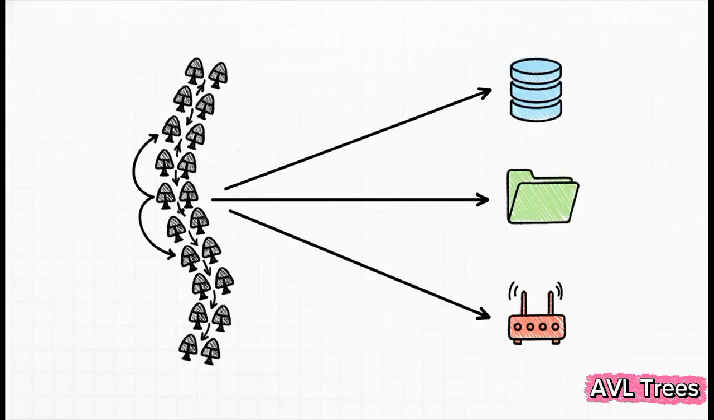And that brings us right back to where we started. This guaranteed speed is exactly why AVL trees and other self-balancing trees like them form the backbone of things like high-performance databases, file indexing systems, even the routers that direct traffic on the internet. They prevent the exact kind of performance slowdowns that would make these systems totally unusable at scale.